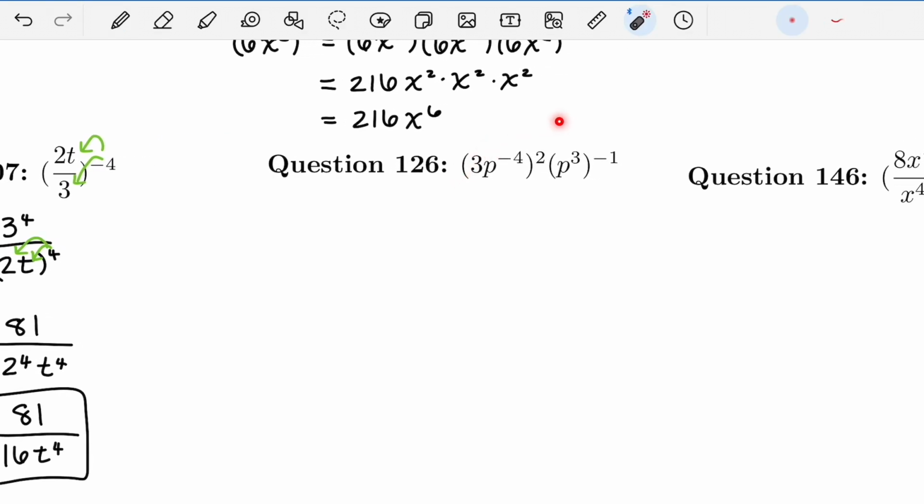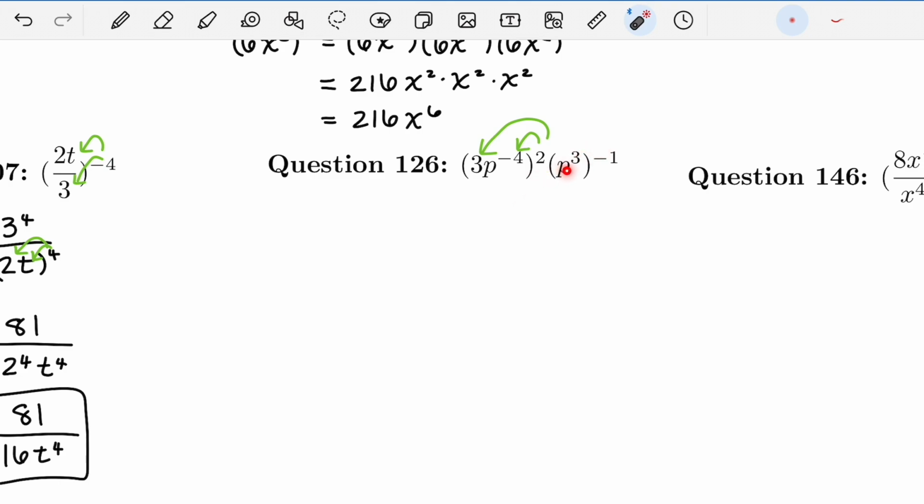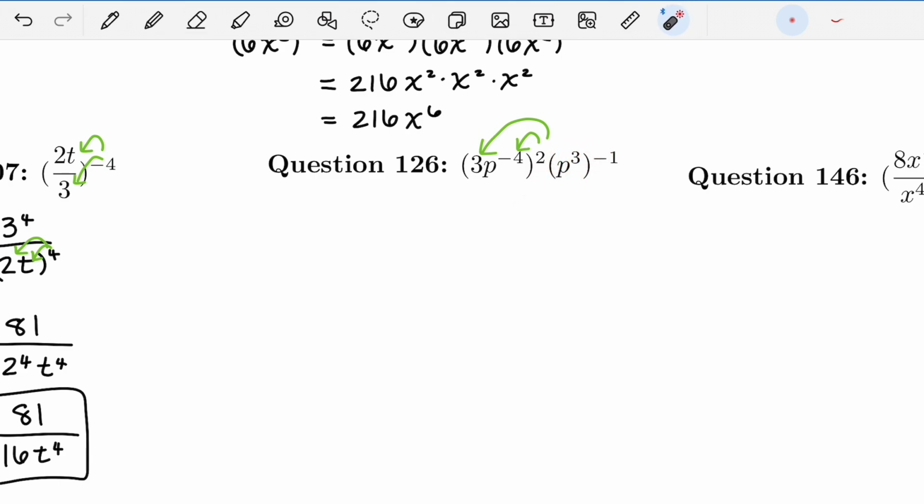All right, let's look at question 126 here. So we have this guy. We're getting a little more complicated with our exponential expressions, but we're just going to break down the rules that we've seen so far. So for this first term here, we know this 2 is going to be applied to this 3 and to this p to the negative 4 power. Then for the second term here, we again have an exponential expression raised to a power. So that negative 1 is going to apply to this guy here.